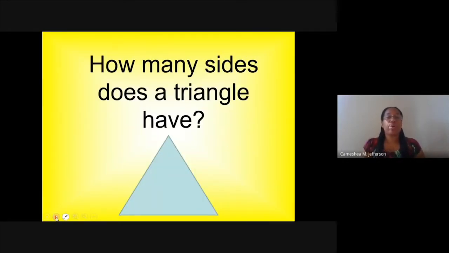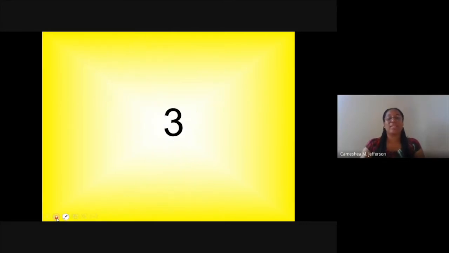Now, we're going to do a little game where you told me what shape it was. Now I want to know, how many sides does a triangle have? Do you recall how many sides a triangle has? And always count them too. 1, 2, 3. Yes, a triangle has 3 sides.